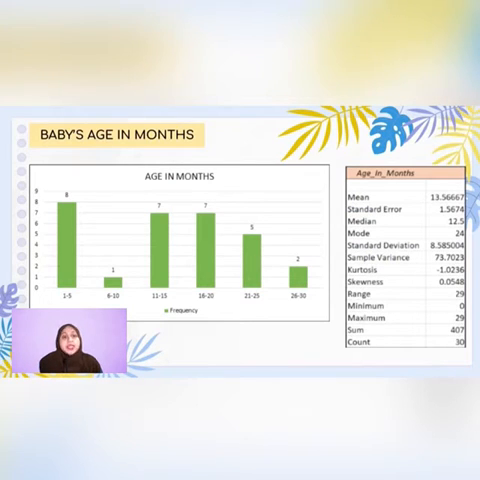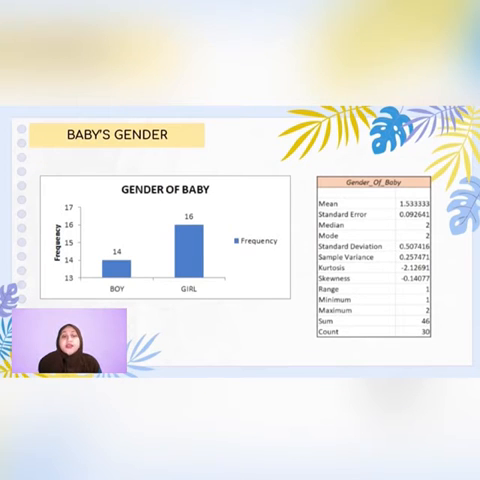Firstly, for the baby's age in months, there are 8 babies aged 1 to 5 months, 1 baby aged 6 to 10 months, 7 babies aged 11 to 15 months and 16 to 20 months respectively. Moreover, there are 5 babies aged 21 to 25 months and only 2 babies aged 26 to 30 months. Descriptive statistics derived as stated. Next, for the gender of the baby, 14 out of 30 are boys and 16 out of 30 are girls. Descriptive statistic is on the right hand side.